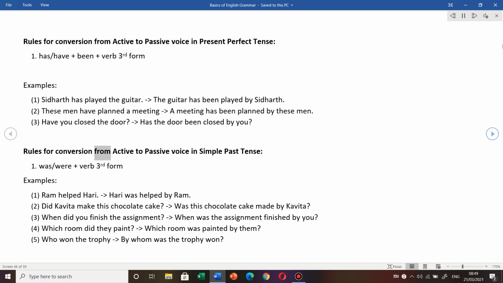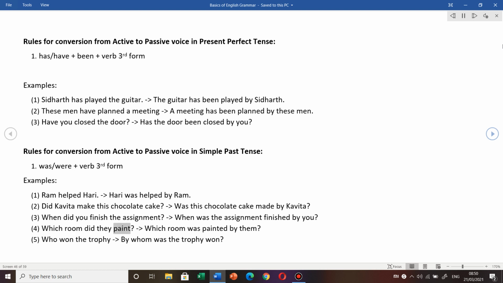Rules for conversion from active to passive voice in simple past tense. Was/were plus verb third form. Examples. Ram helped Hari. Hari was helped by Ram. Did Kavita make this chocolate cake? Was this chocolate cake made by Kavita? When did you finish the assignment? When was the assignment finished by you?